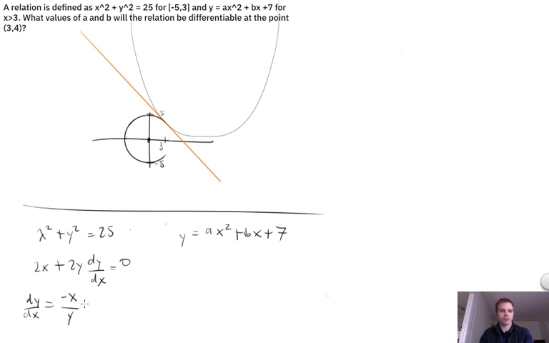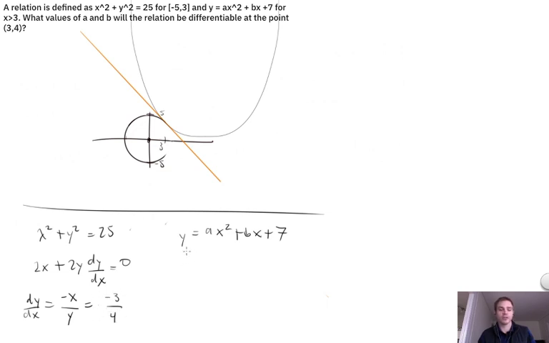Okay, gorgeous. Now, what point is this for? The point 3, 4. So we have an x and a y value. At that point, our slope is negative 3/4. So we want the slope here to be equal to negative 3/4 at the point 3, 4. We want the slope of this parabola to be equal to the slope of the circle at the point 3, 4. Right?